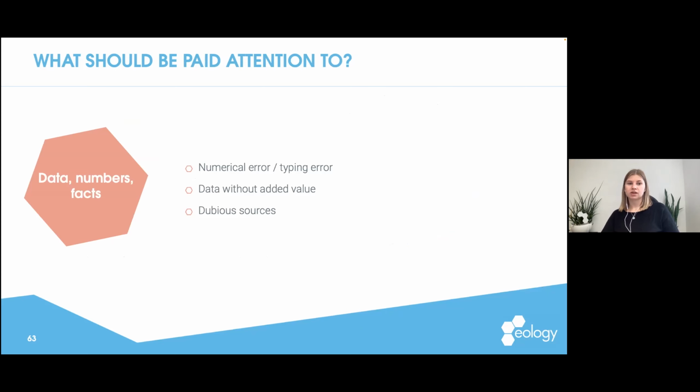There should not be data without an added value, and dubious sources are not really what you want to have in there. It has to be serious sources, and check your sources and even state them so everybody knows it's authentic, it's expert content.